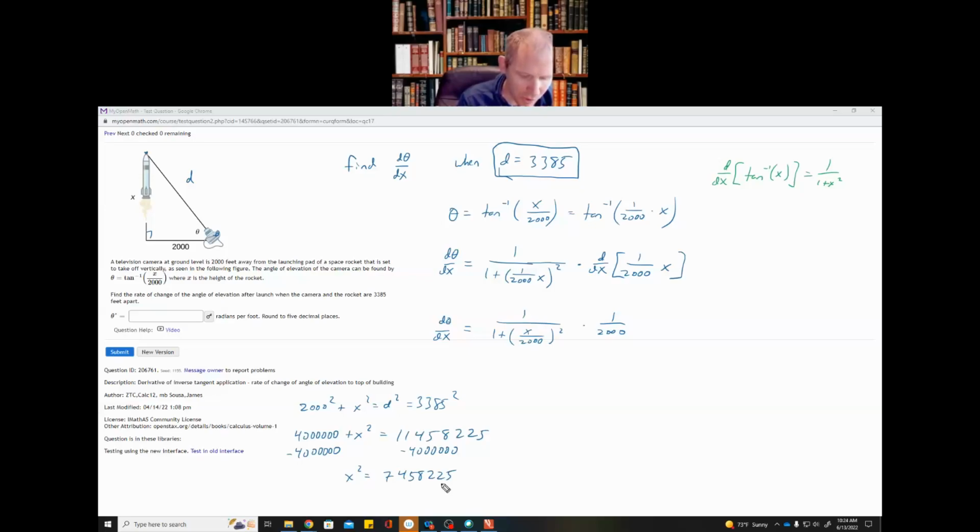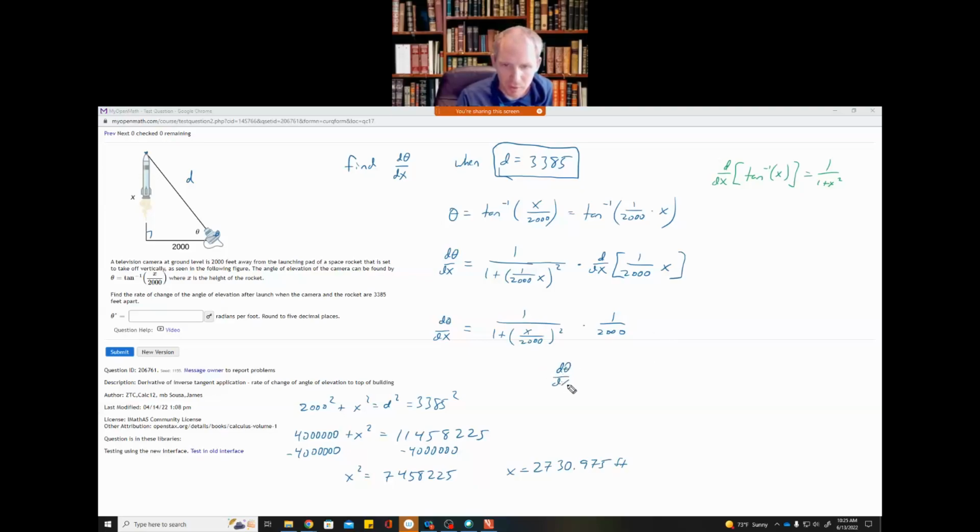Normally when I solve using a square root, we would write plus and minus, but this is a distance, so I only want the positive one. So we're going to get 2,730.975. Okay, and so what I'm going to do is I'm going to plug that into the derivative.